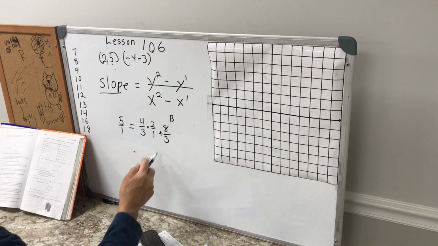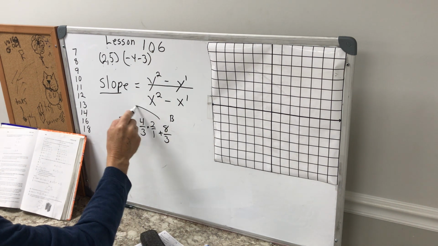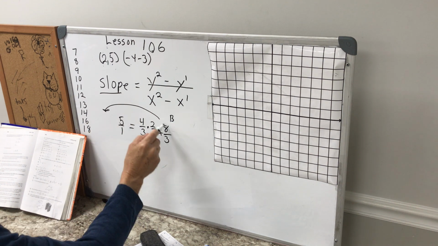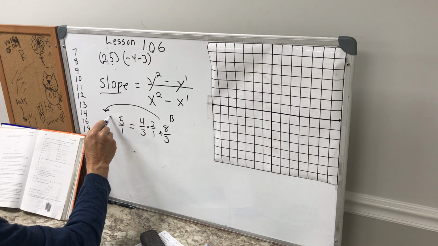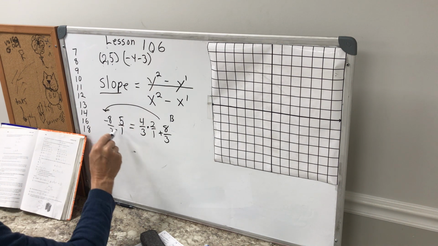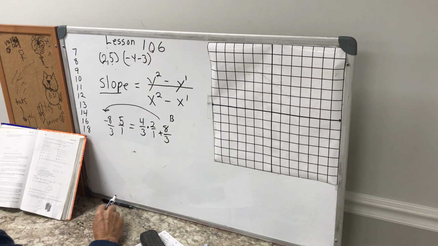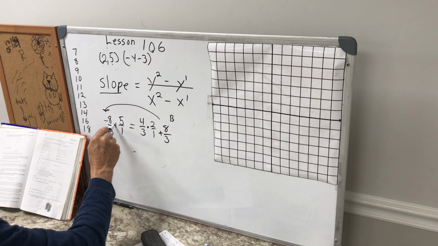That's a positive. Now we're going to move this back over to this side over here, and as it crosses, it's going to become a negative 8 over 3. Are you with me on that? I moved it to this side, we add these two together.